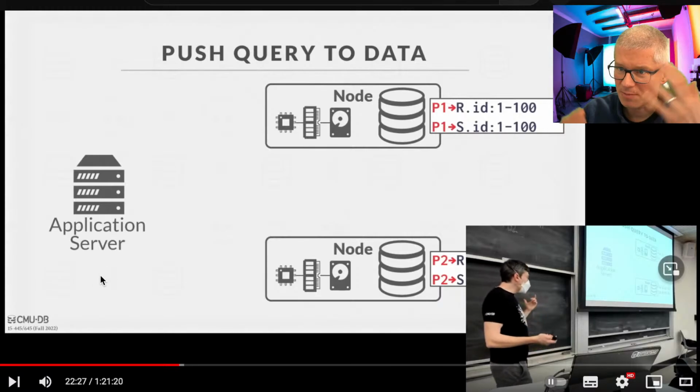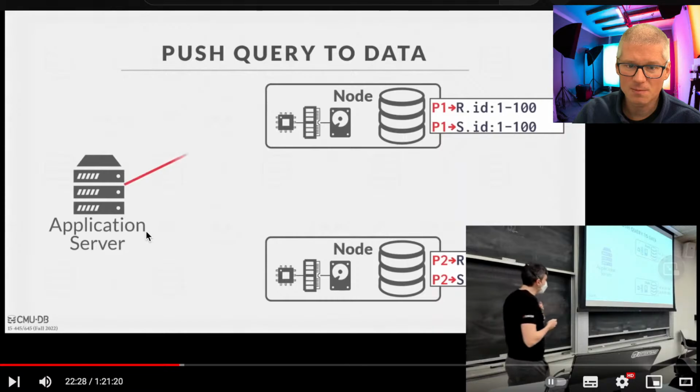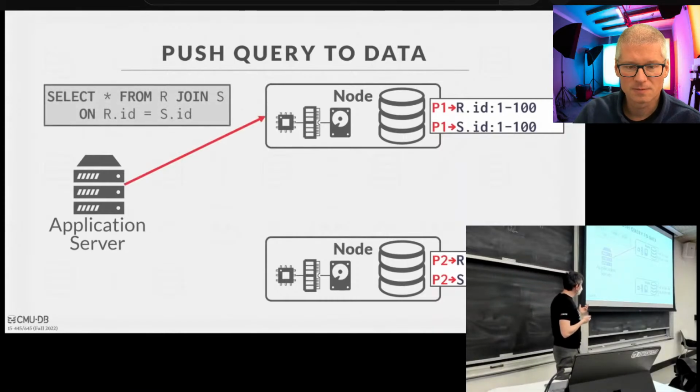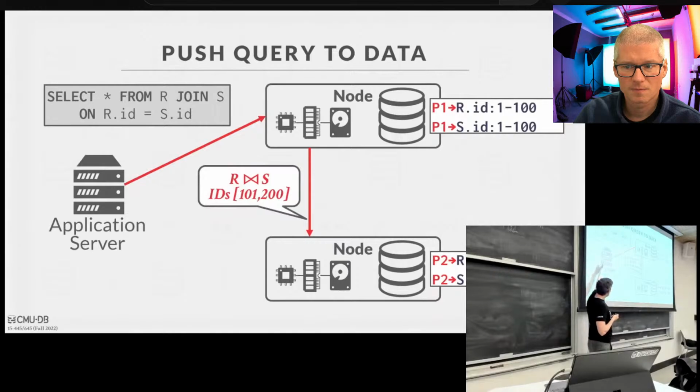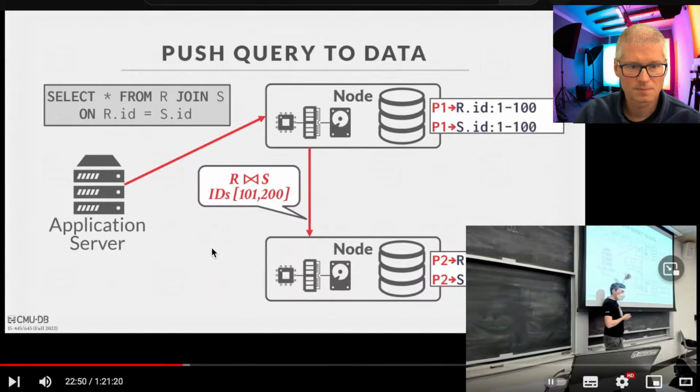So he always has an application server that wants to perform a join, and you have two nodes in a distributed database system that keep some of the data. My query shows up, I want to do this join. I partition P1 and P2 on two different nodes, I partition R and S on two different nodes. So I would send the query to the first node. The first node says, I know I need to do a join on R and S, but I don't have all the data. So let me push down a plan fragment down to this node and say, hey, by the way, do a join on R and S for these IDs that I know you have.